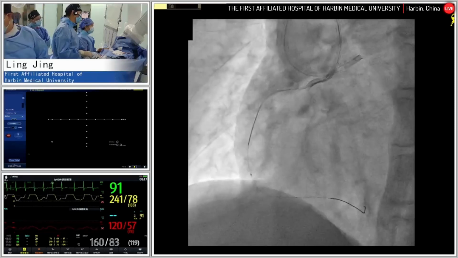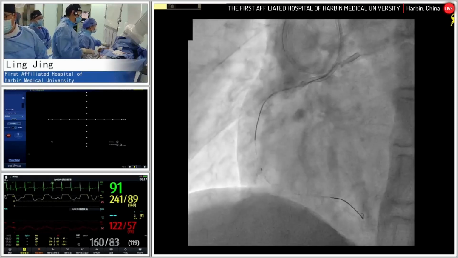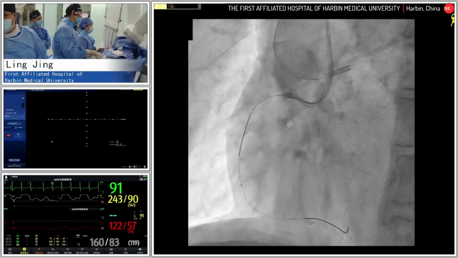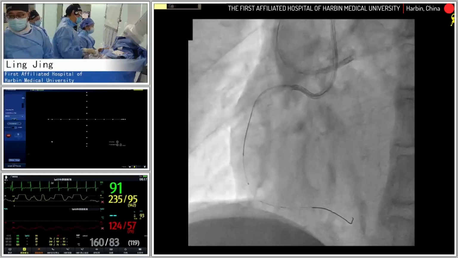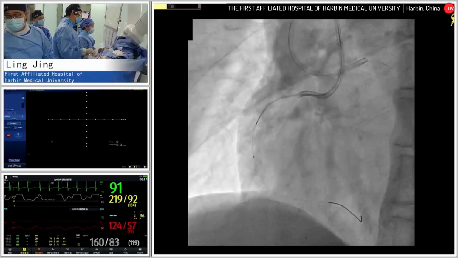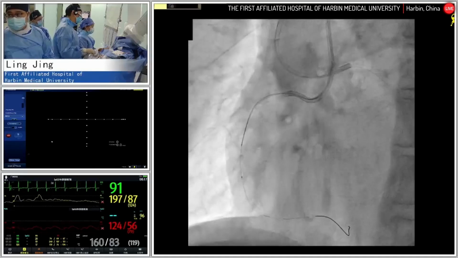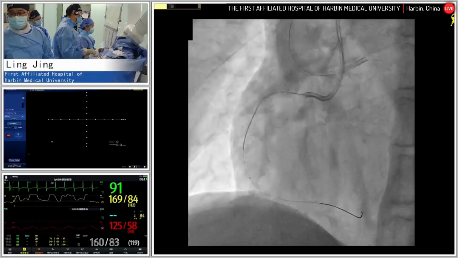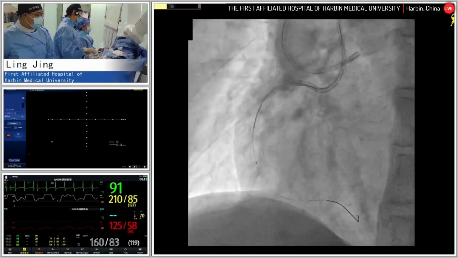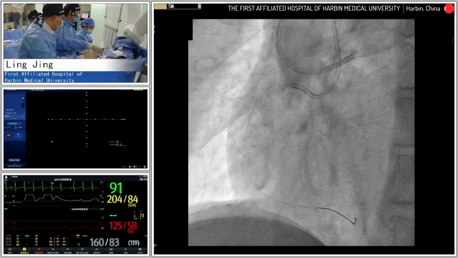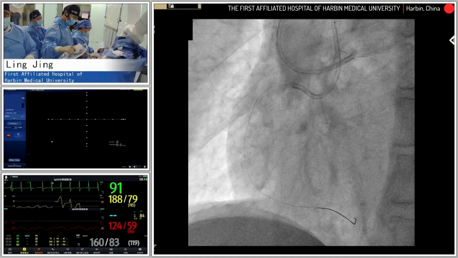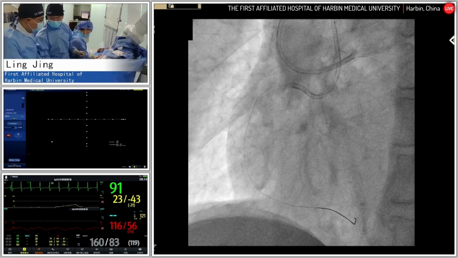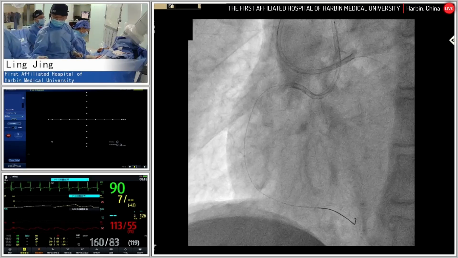Another potential strategy for this procedure, I think, is the retrograde approach, because we know it's a relatively very long diffuse lesion, and there are two segments occluded for the RCA. One is at the proximal part, one is at the mid-distal part. So if the antegrade approach failed, I think the retrograde approach is a potential strategy for this patient. 1.5 blue. Okay.